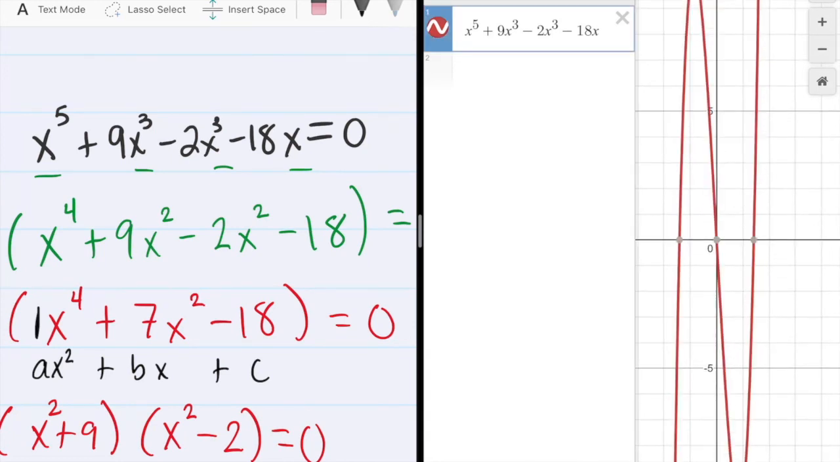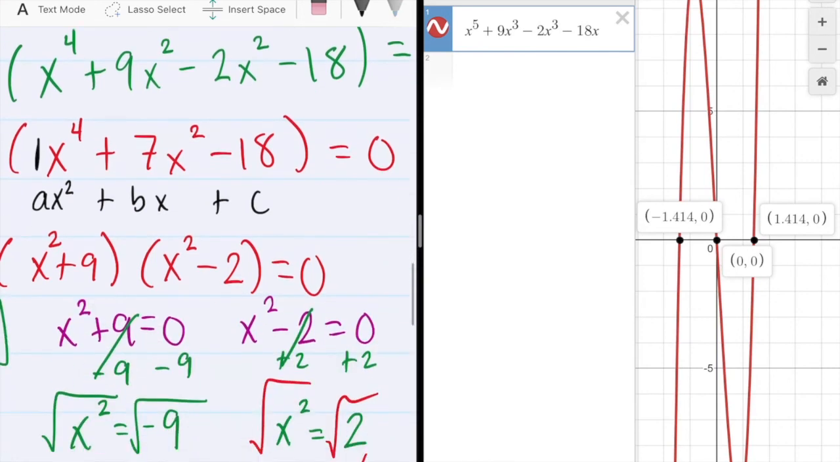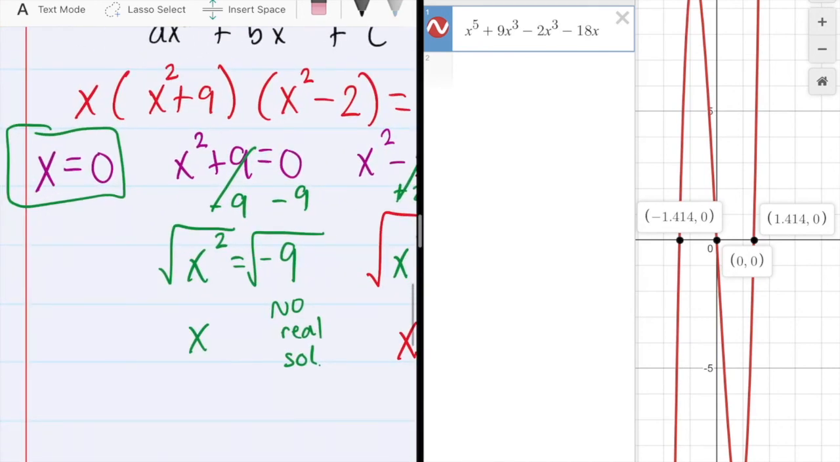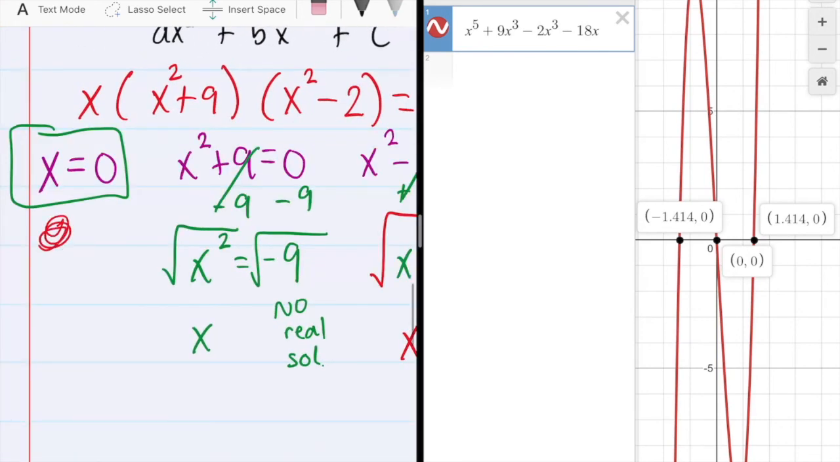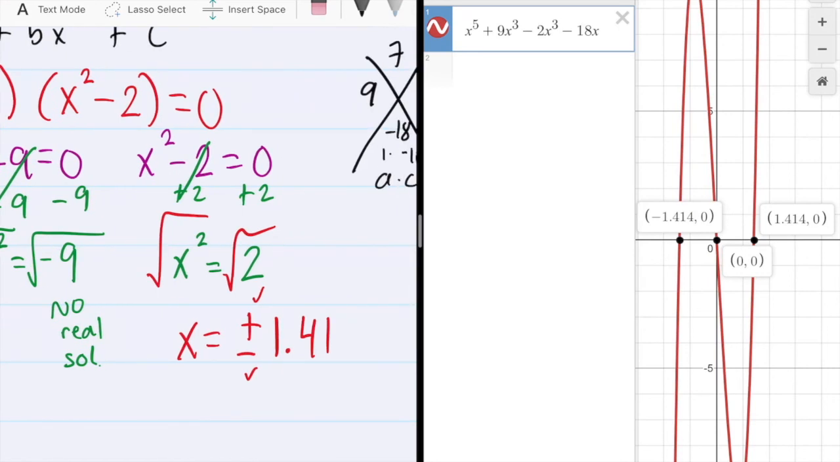How many times is it crossing? It's actually crossing 3 times. Exactly where we said it would. At 0, and at positive 1.41, and at negative 1.41. So we guessed it correctly.